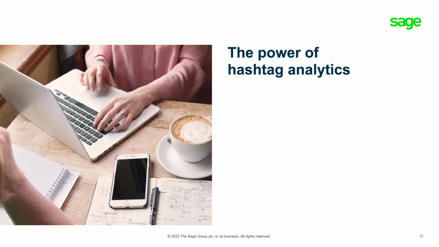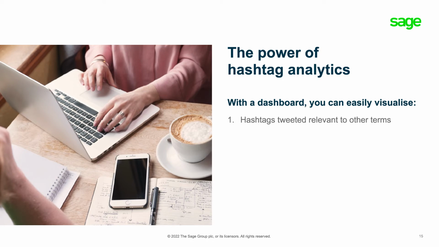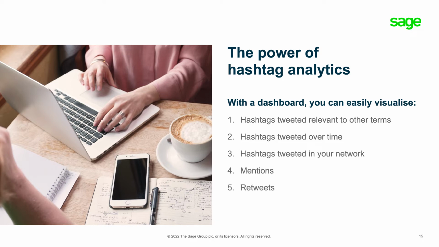Imagine how massive and unwieldy it would be to comb through every feed that mentioned that phrase, and the time and effort it would take to analyze it. But with a dashboard, someone can easily visualize the volume of hashtags tweeted relevant to other terms, hashtags tweeted over time, hashtags tweeted in your network, mentions, and retweets. You can apply this analogy to the data in your financial system. You have volumes of information that you want to slice and dice and that you want to be easy to find. You can look up this information by searching for dimensions based on the terminology you're familiar with.